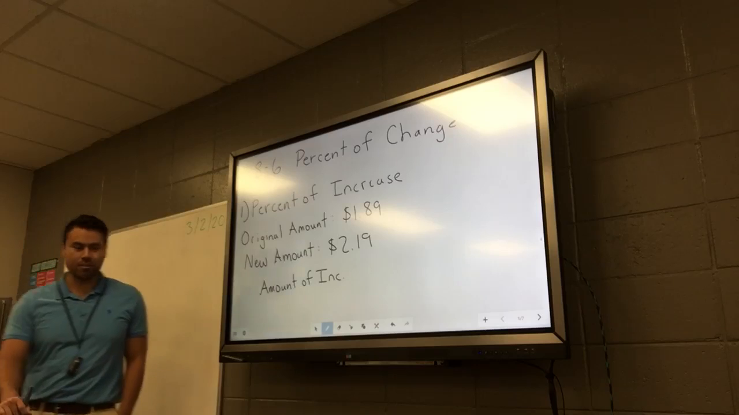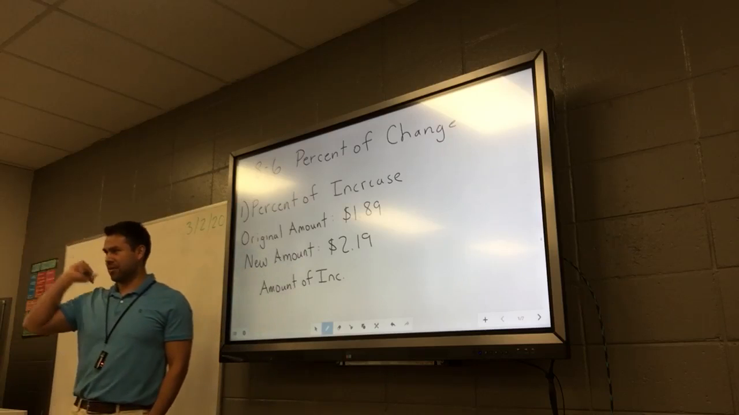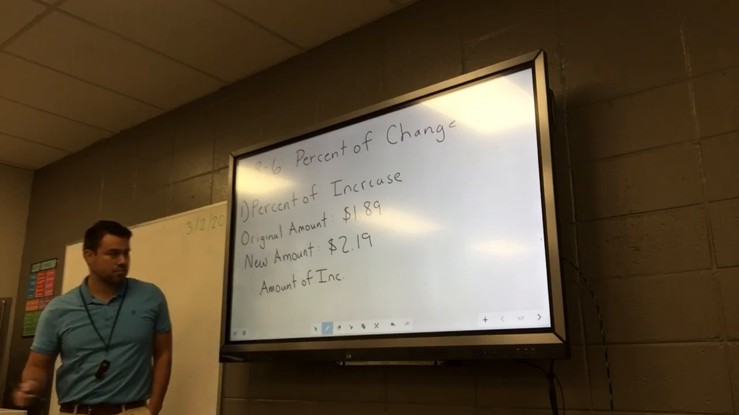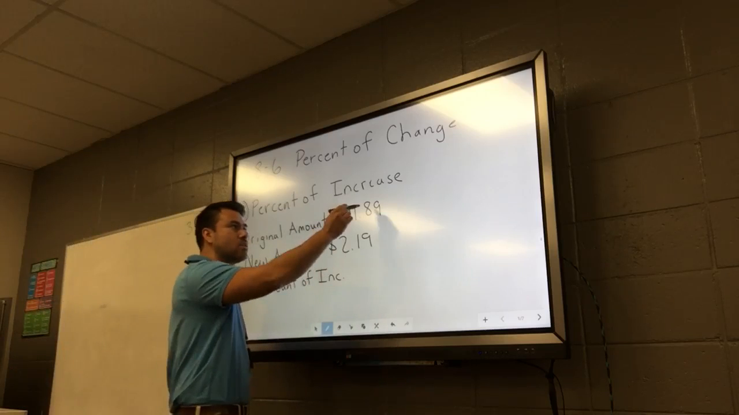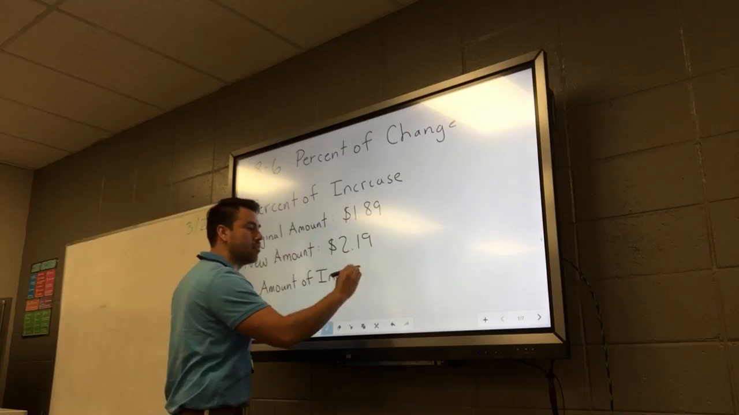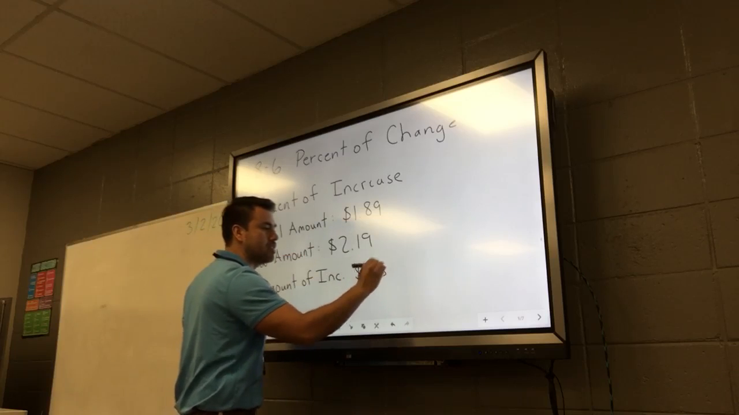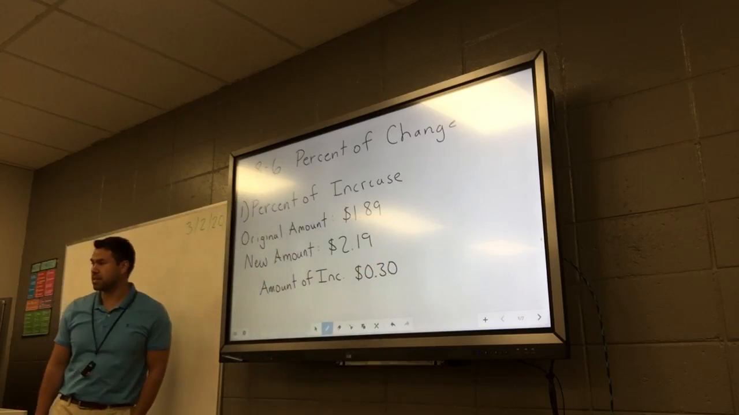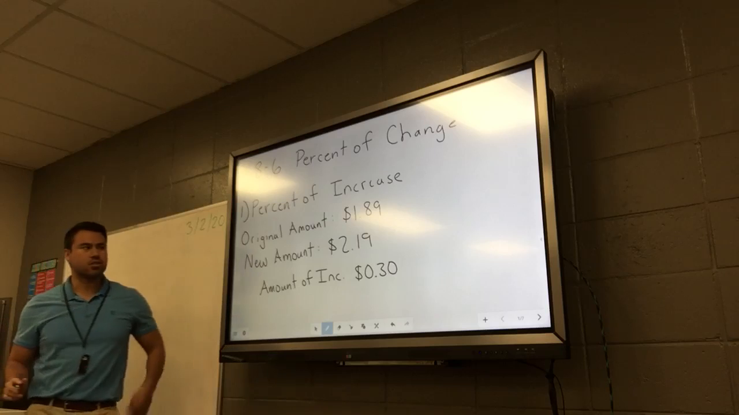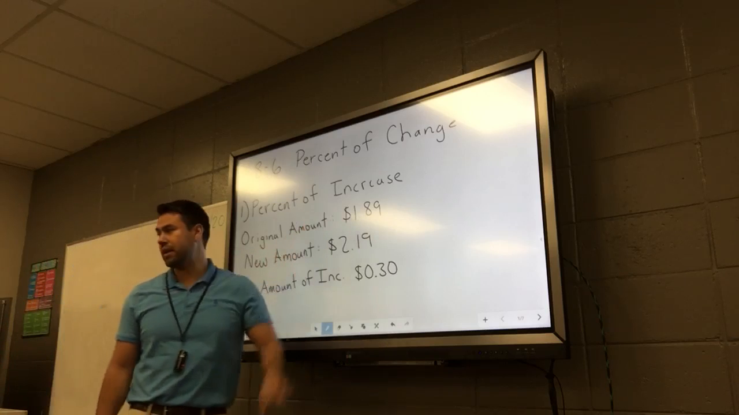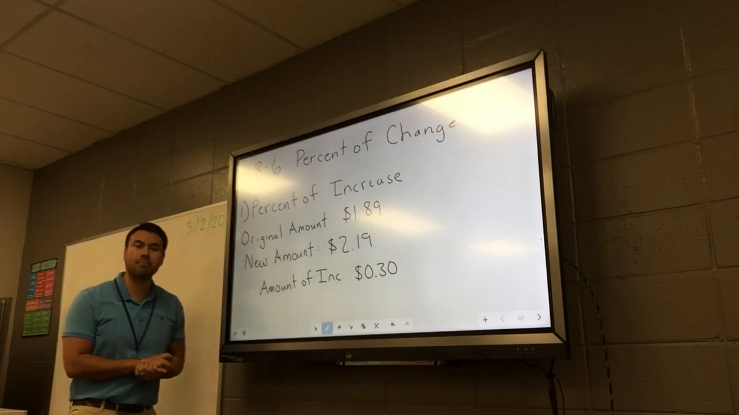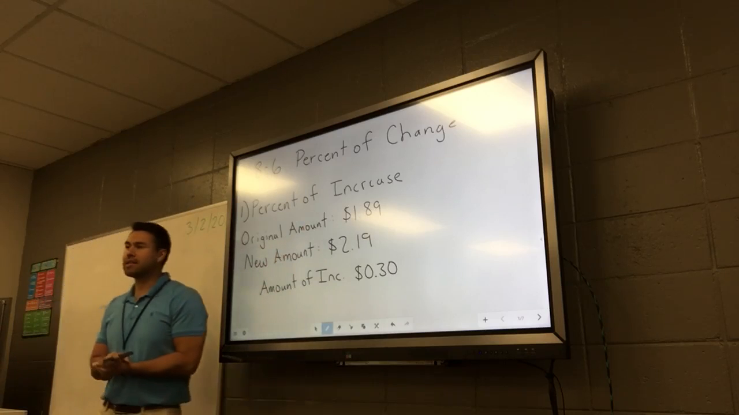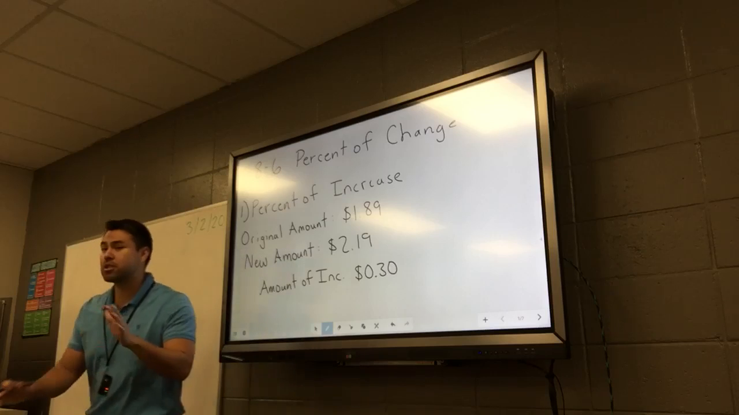So how do you figure out how much it goes up or down? Subtract, 2.19 minus 1.89. Henry. Yeah, so 2.19 minus 1.89 gives us exactly 30 cents. So you did 2.19 minus 1.89 is 30 cents. That's the amount of increase. So it's my answer, if they ask, what's the percent of increase?